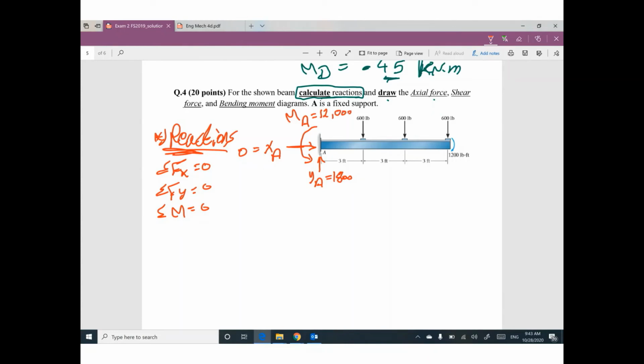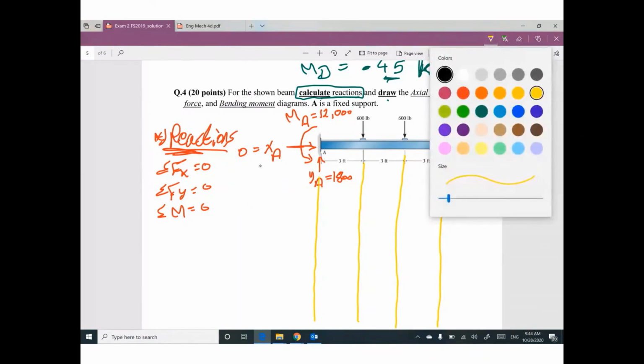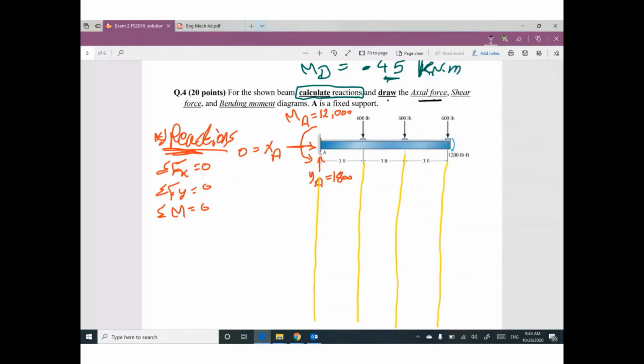Once you figured out the reactions, I will draw vertical lines. Guys, I'm asking for axial force, so you have to draw a diagram for axial force. One of you will say, hey, the normal force diagram is 0. Okay, I know, but you have to draw something.